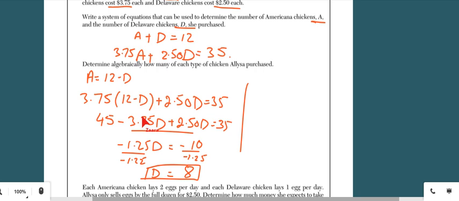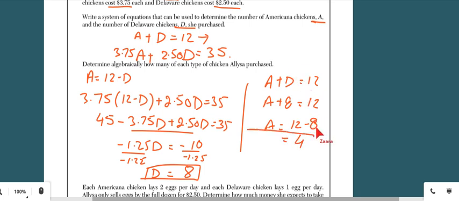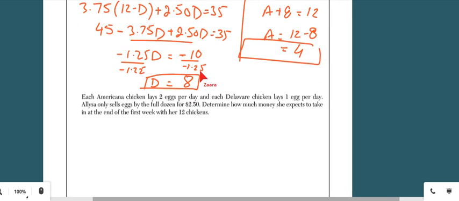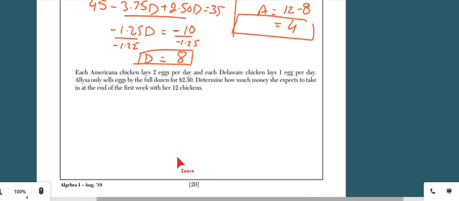So A plus D is 12. Let's substitute the value of D in the first equation. So D is 8. So A will become equal to 12 minus 8, which is equal to 4. We are dividing negative 10 by negative 1.25. Okay. So they are 4. Now look at the next question.